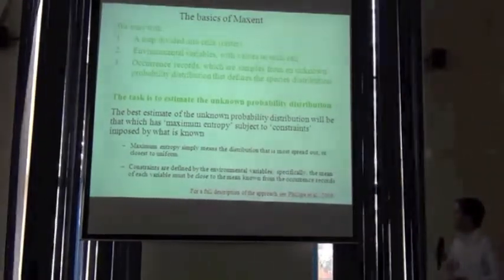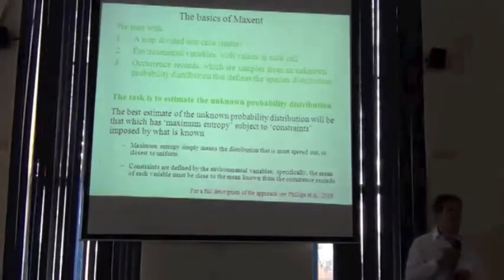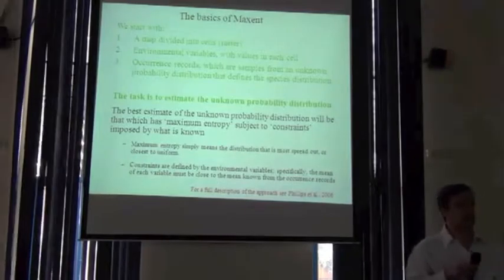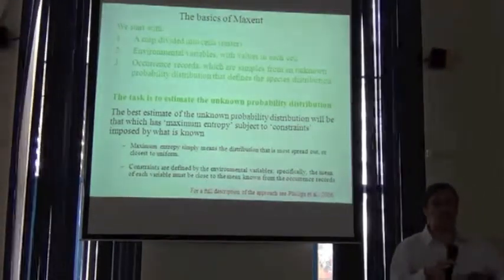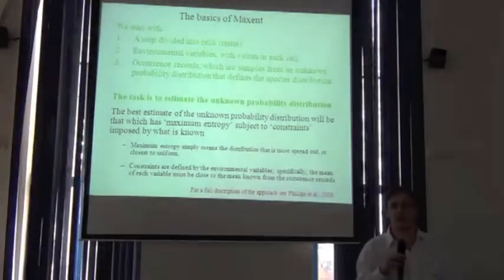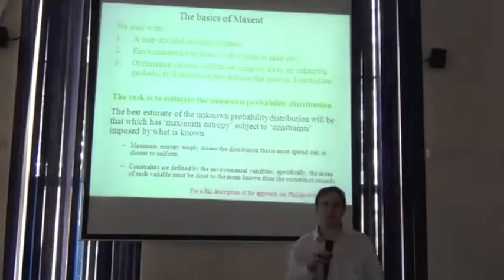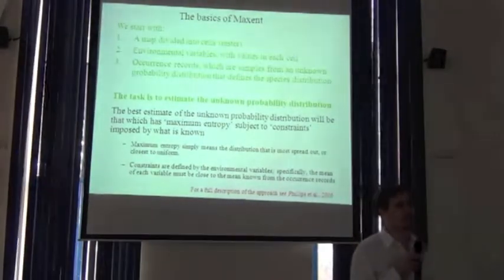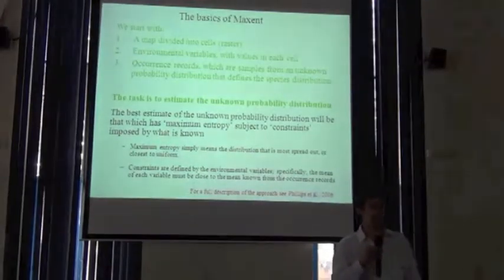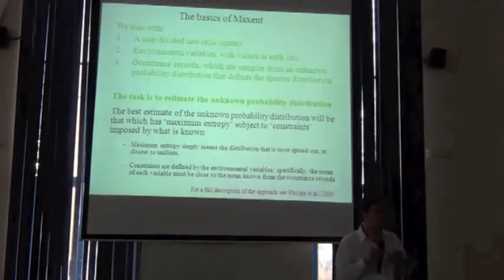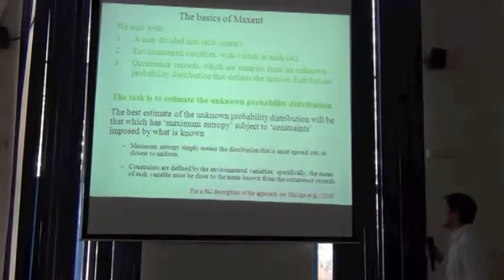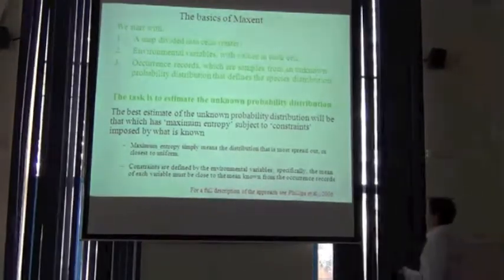Now, maximum entropy simply means the distribution that is most spread out or closest to uniform. Okay, so we're assuming that if we don't know anything about the landscape, then the maximum entropy principle is that we just have to predict equal probability across the whole surface. Right? But we do know something about the landscape. We know a lot about the environment. So those are where the constraints come in. The constraints are defined by the environmental variables.